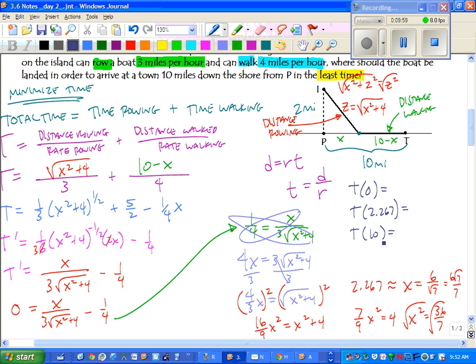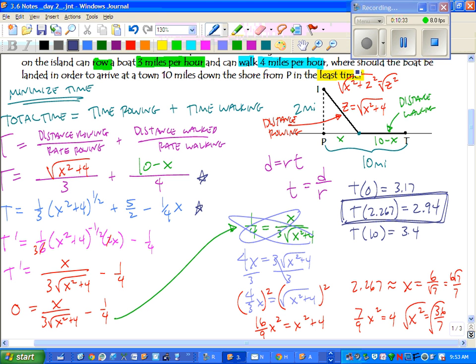So we want to substitute each one of these into the original function. You can do it into this one or this one, those are still both the original function. If we put 0 in there, we end up getting 3.17. If we put 2.267 in there, we get about 2.94. And if we put 10 in there, we get 3.4. So this does turn out to be our minimum time.